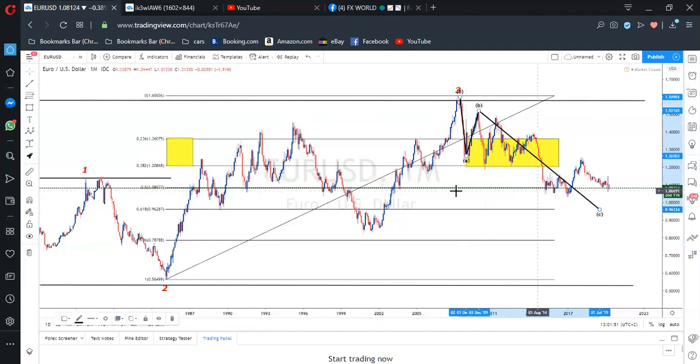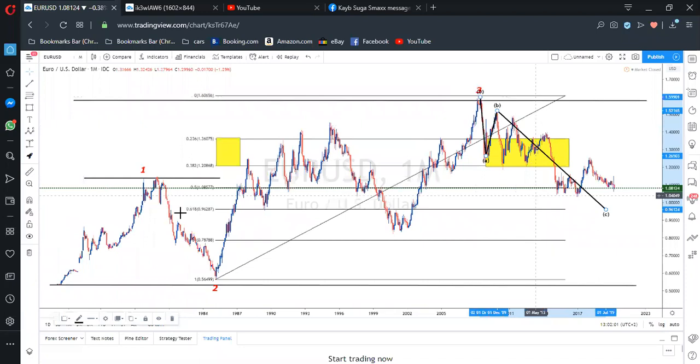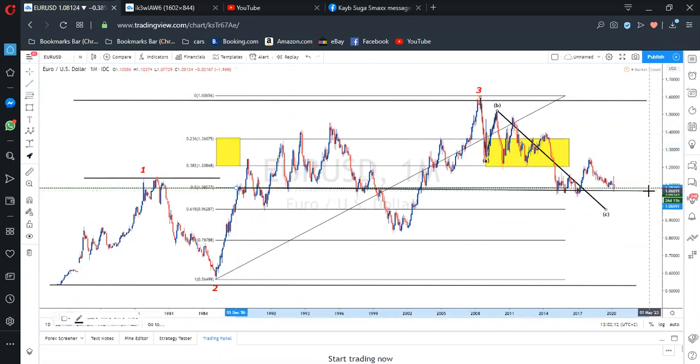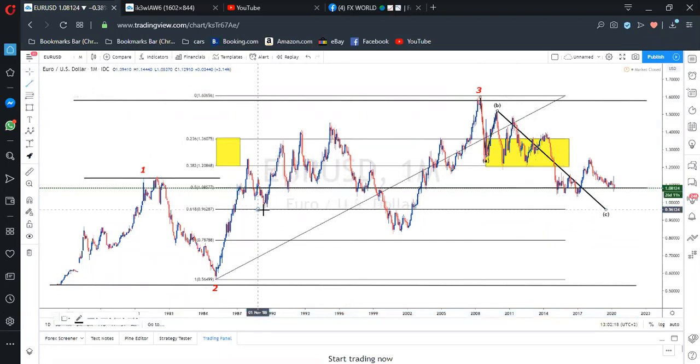Where is price currently at? Keep in mind that if this was deep, this is likely to be shallow. If this 2 was deep, 4 is likely to be shallow. So we're expecting 4 around this zone on a monthly chart, or if it just decides to play around, it'll come to the zone.